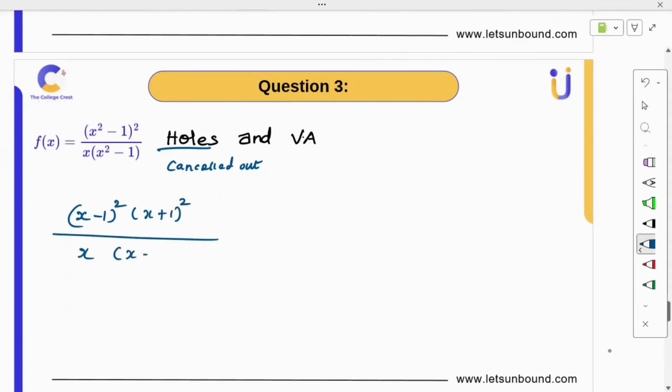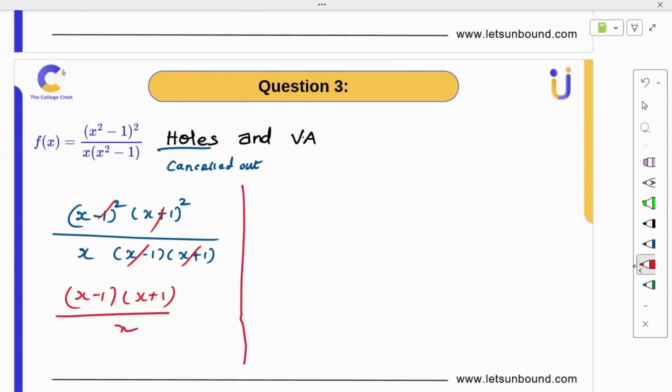And x into x minus 1 into x plus 1. Now if we cancel out, x minus 1 will get cancelled, and x plus 1 by x will remain. This is the simplified version. Now what is cancelled out? That is the holes. Right? x minus 1 and x plus 1 got cancelled. So that is your hole.